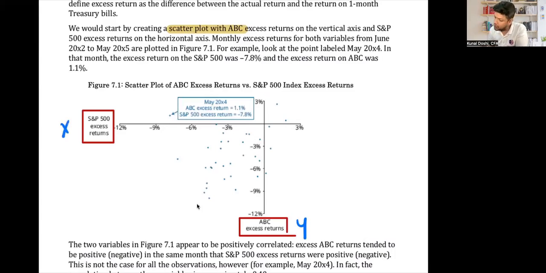Now guys, if you notice, S&P 500 is a market, as I told you, and here you will see the different returns that are plotted. They have given the monthly excess return for both variables from June onward. In that month, the excess return of S&P 500 was 7.8 and the excess return of ABC was 1.1. So they've given all the returns, for example, for May 24. What do you see? The returns are so random, right? They are random. Correct?